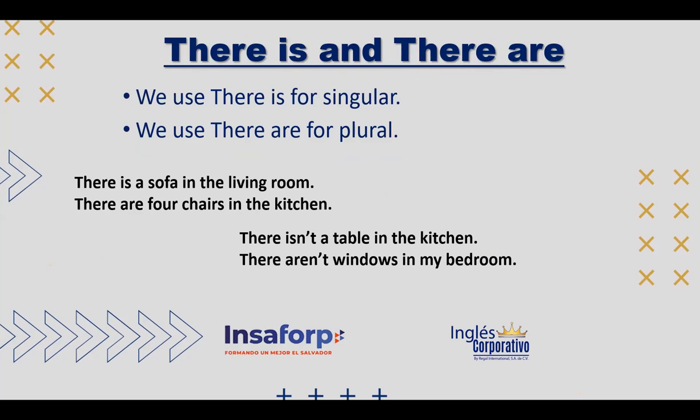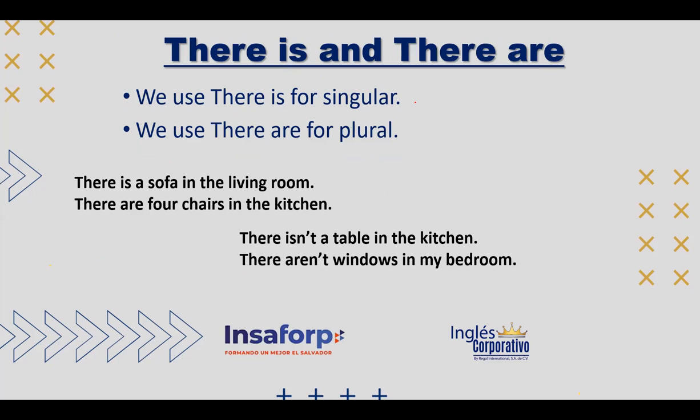Otra manera de decir, ¿verdad? ¿Qué es lo que tenemos en nuestra casa? Es utilizando there is o there are. There is, bueno, ambos significan hay, ¿verdad? En Spanish, ambos significan hay. There is, we use there is for singular. And there are, we use there are for plural.